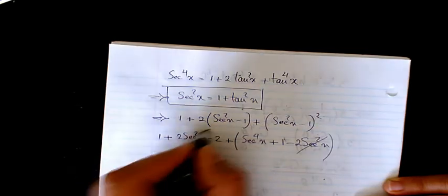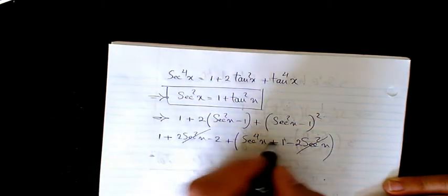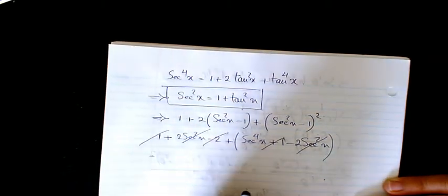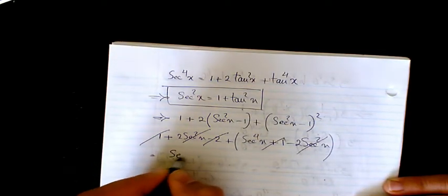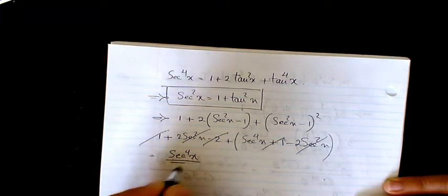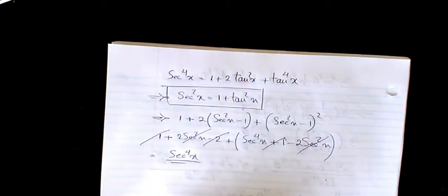Then these two cancel out. These two will cancel with this one. So what we have is just sec⁴x. So as you see here, this is exactly what we have on the left hand side.